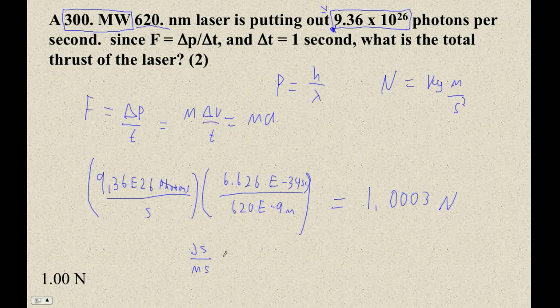Well, let's see, what is that? What is a joule? Well, seconds go away, right? Remember, a joule is a newton meter, right? So newton meter per meter is newtons. It's newtons.